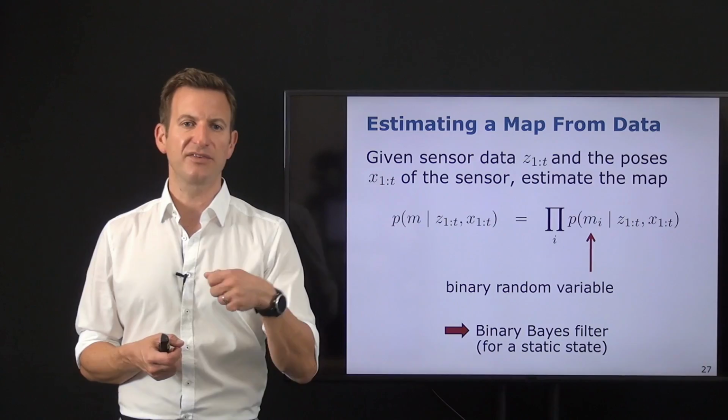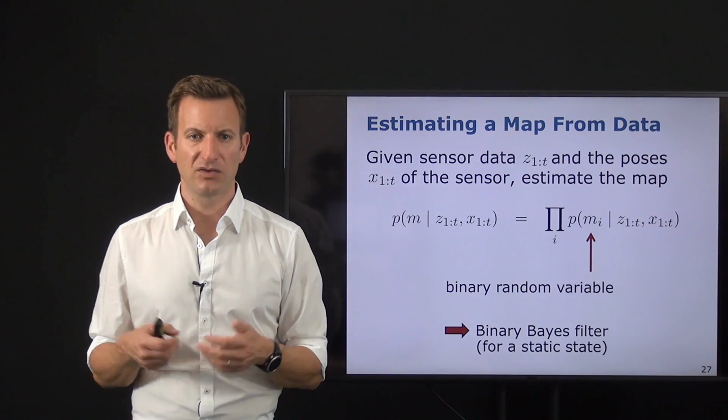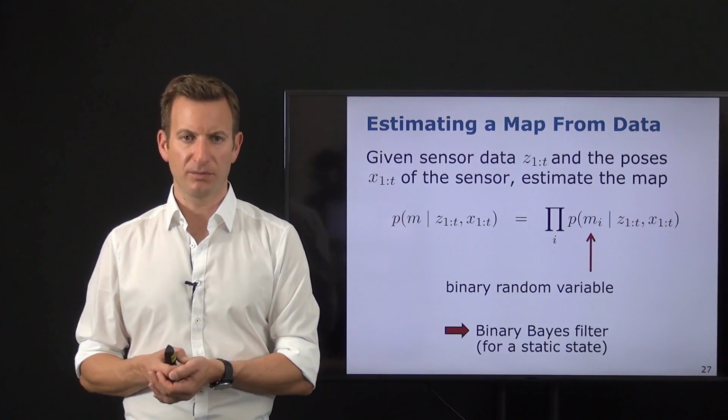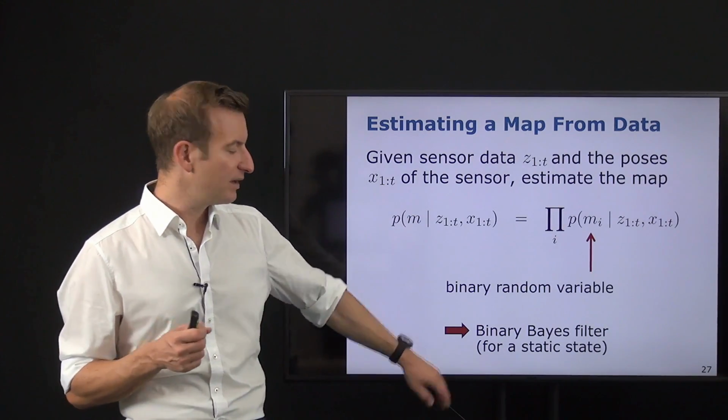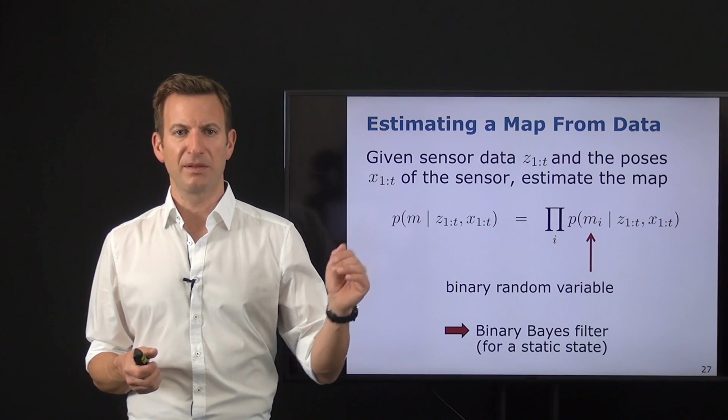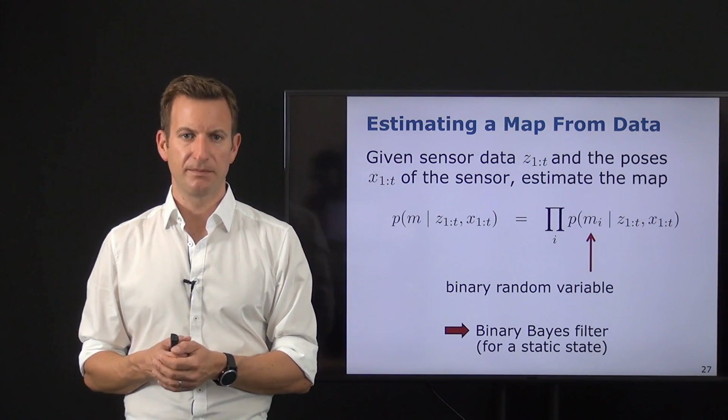That means the state doesn't change over time. So something which is once free will stay free, something which is once occupied will stay occupied. This is the assumption that we will be using in here, that we don't model, for example, that the state of the system may change over time.